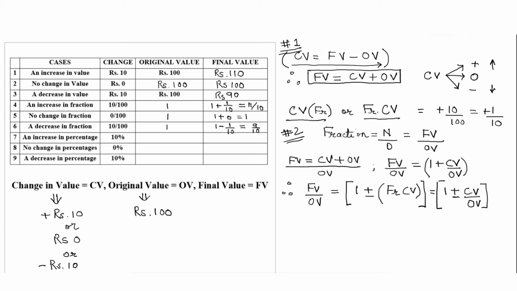So if somebody tells you that the final fractional value is 11 by 10, that means you would have added some fraction to the original fractional value, which was 1, which means increase, profit. If the final fractional value was 1, that means no increase, no decrease. And if the final fractional value is 9 by 10, we already know that it is a proper fraction. In that case, it symbolizes a decrease, loss, or a discount.